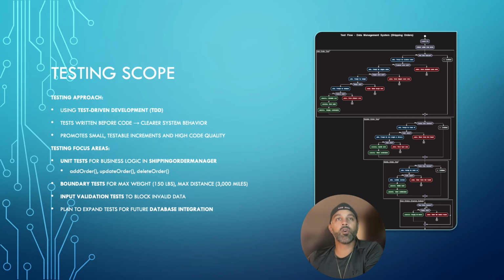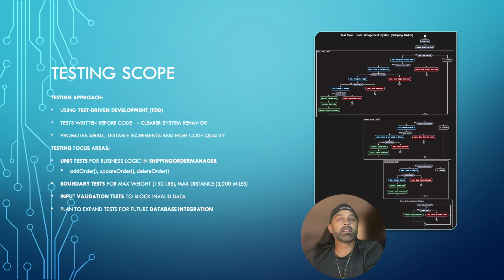Okay, for the testing scope, I have here on my right the whole test flow chart. I know it's kind of small, but I promise I'm gonna break it down on the next slides. So I chose to use test-driven development, better known as TDD. Why? Because the plan is written before the code, and in this way, it's gonna have a clear system behavior. Also, it promotes small, testable increments and high code quality.